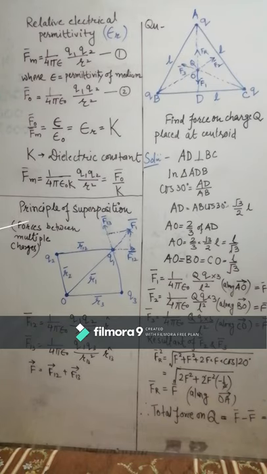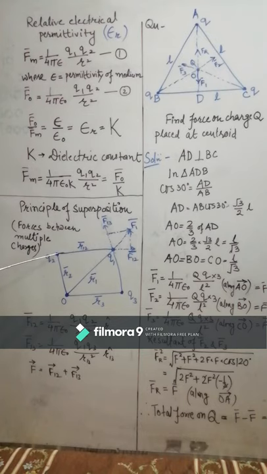Now come to the next topic, that is forces between multiple charges. This is also called the principle of superposition, which states that the total force on any charge is the vector sum of all forces taken one at a time. Let us consider a system of three charges, Q1, Q2 and Q3. Let the position vector of Q1 be R1, Q2 be R2, and Q3 be R3. Now, we want to know the total force acting on Q1 due to Q2 and Q3. So, force on Q1 due to Q2 will be F12.